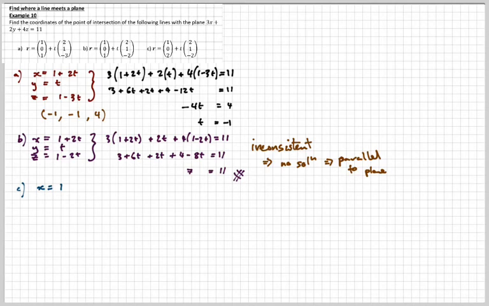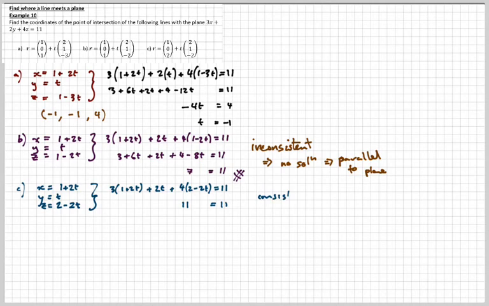Next, if we look at the third one, it's the final version, and you can guess hopefully what the final version is. If we solve it in the same way, all the t's should cancel again, and we're left this time with 11 equals 11. This one is consistent, and so this suggests infinitely many solutions, which means that the line lies on the plane.